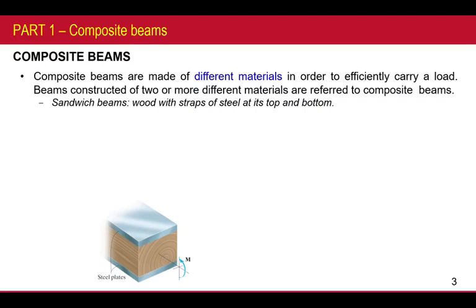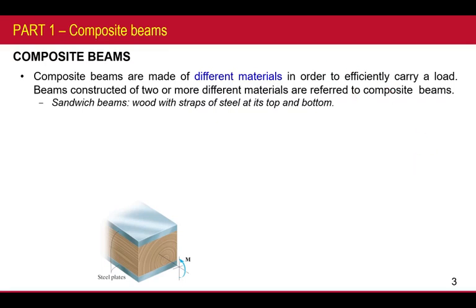Based on this, we can use the top and bottom parts to sustain most of the bending, while the material in between mostly just connects them. So we should know these beams are made from different materials. That's why I say composite beams are made of different materials in order to efficiently carry a load.